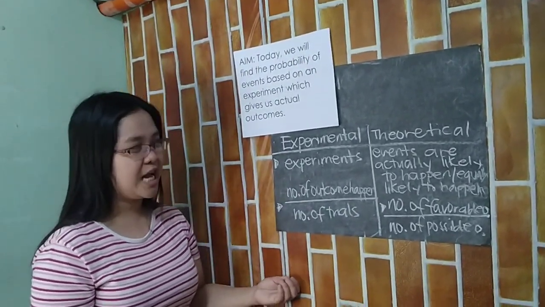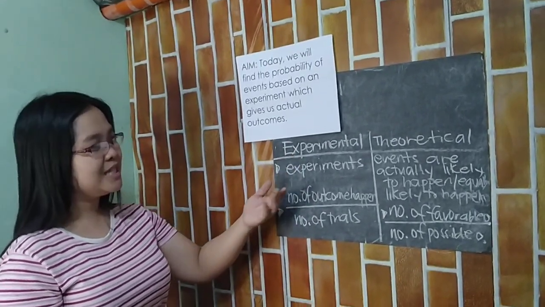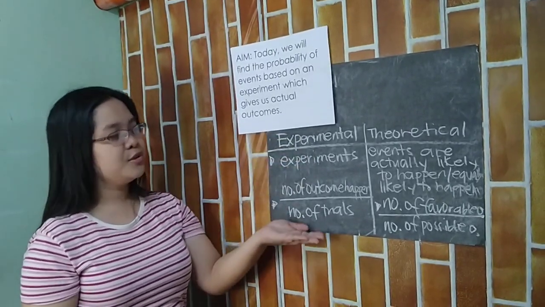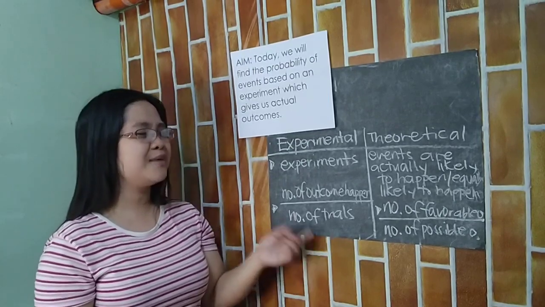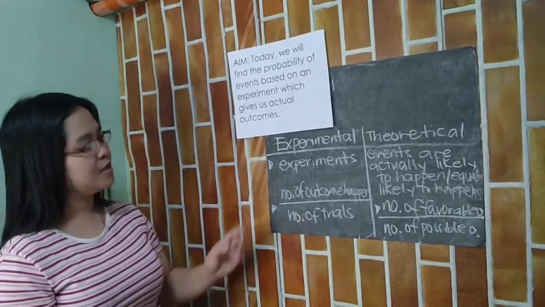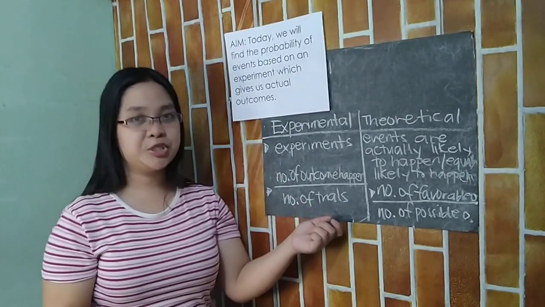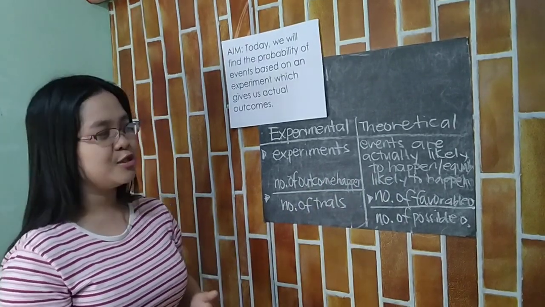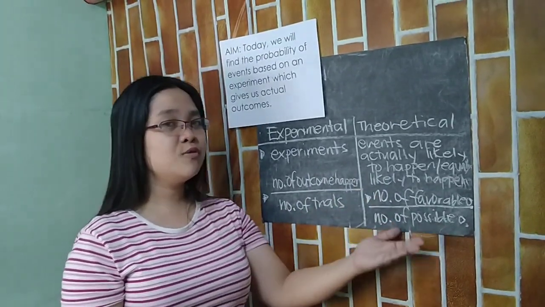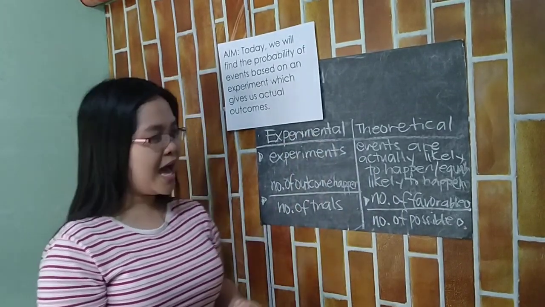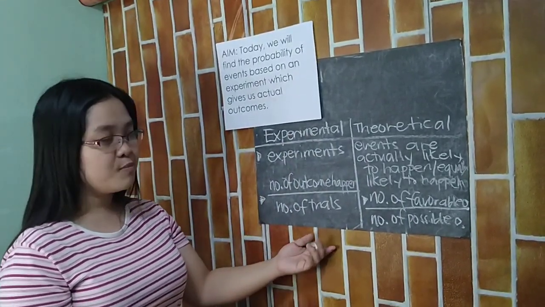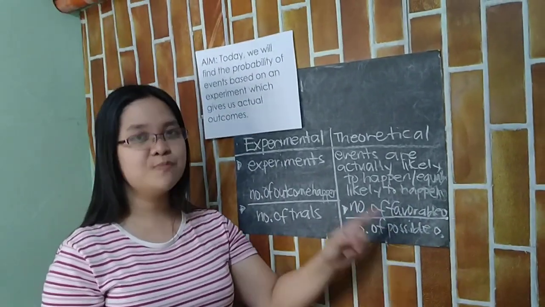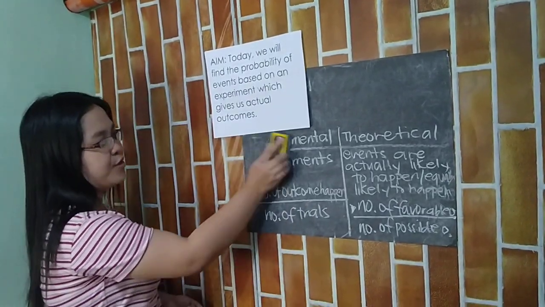Let me repeat it one more time. When it's an experimental probability, since it's based on your experiments, the formula that you have to follow is number of outcome happen, or how many times the event appears in the experiment, over the number of trials. And when you say theoretical, since it is just based on the premise that the events have equally likely chances to happen, it follows the formula of number of favorable outcome over the number of possible outcome.